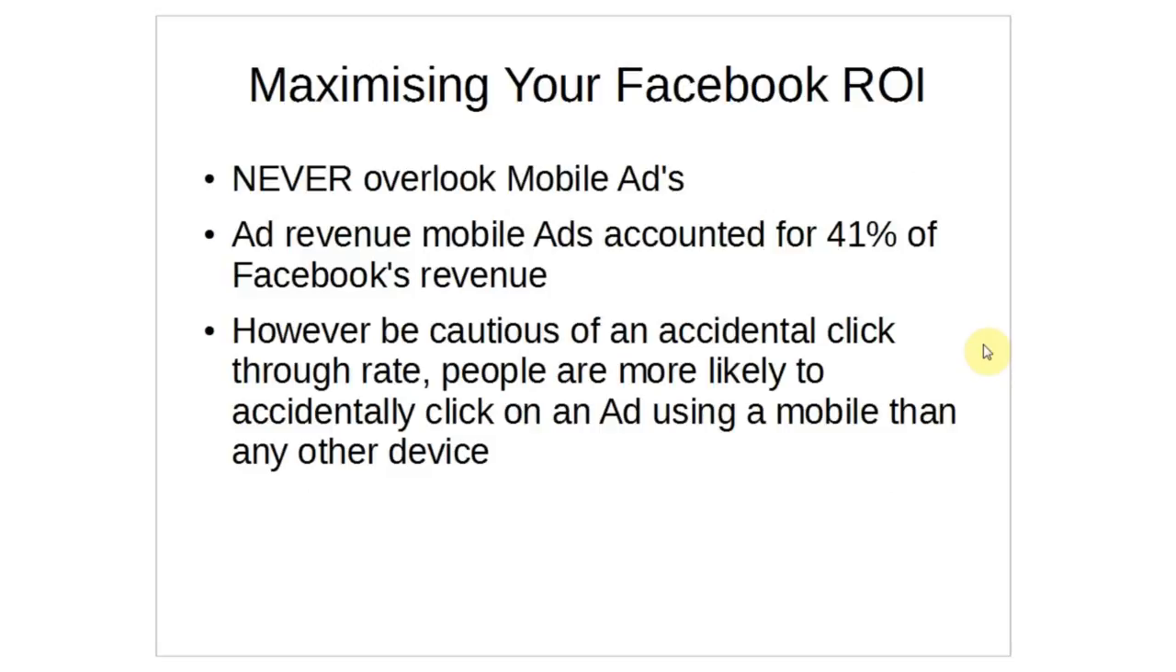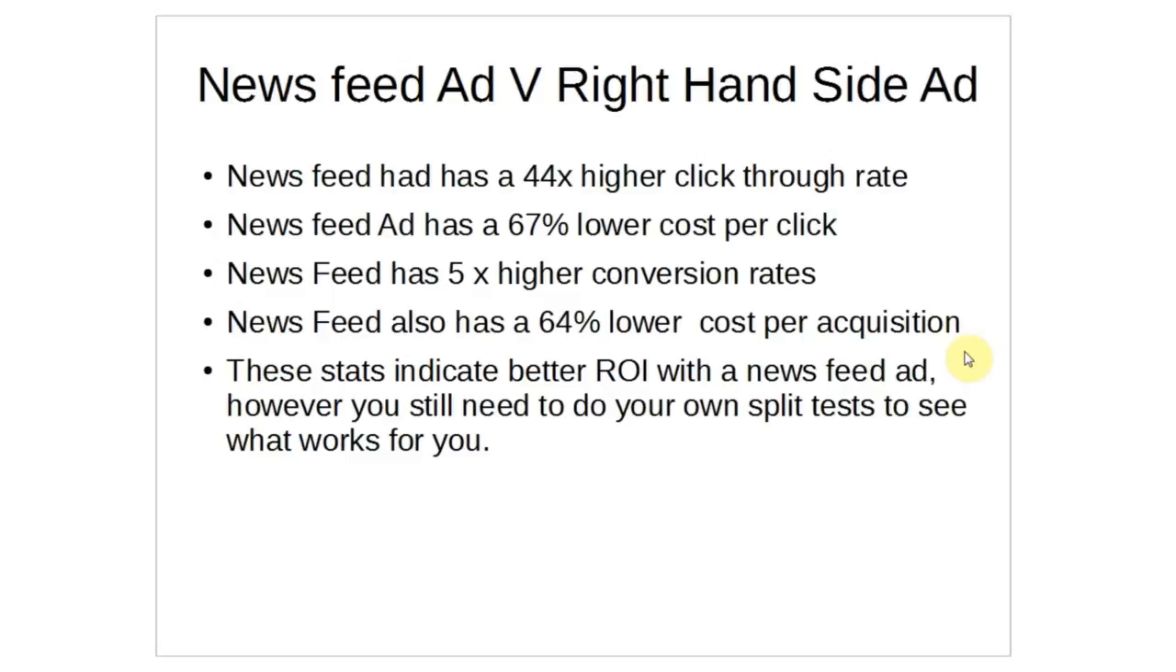When it comes to the placement of your Facebook ads, never overlook mobile ads. It surprises us sometimes how many people think they're not worthwhile. Ad revenue for mobile ads accounted for 41% of all of Facebook's revenue last year. But be cautious, because an accidental click-through rate can happen. As you're scrolling up and down the page, you can accidentally click on an ad, and that's more likely to happen on a mobile than any other device. So just bear that in mind.